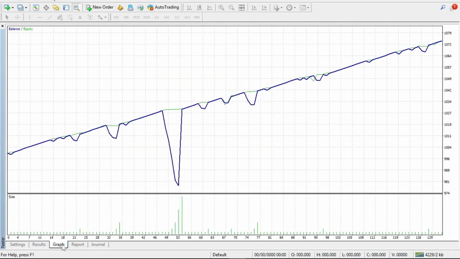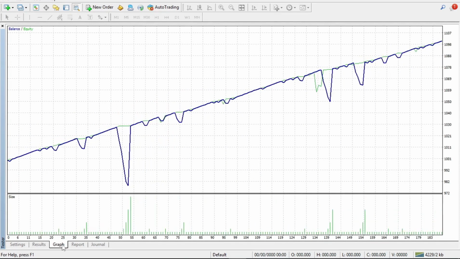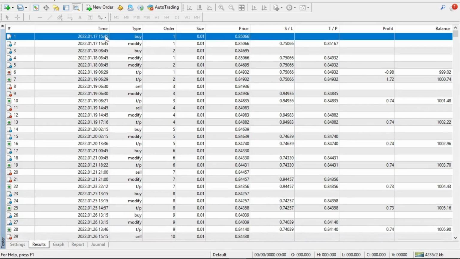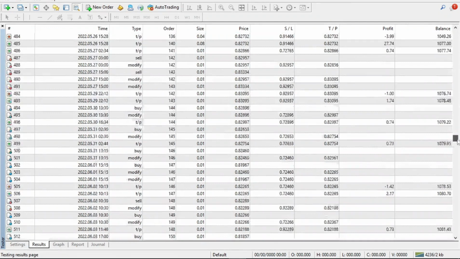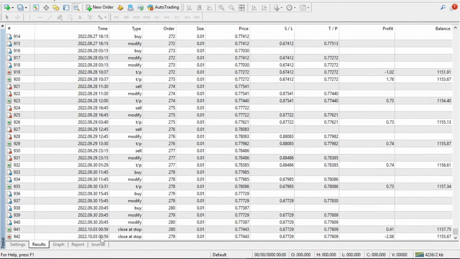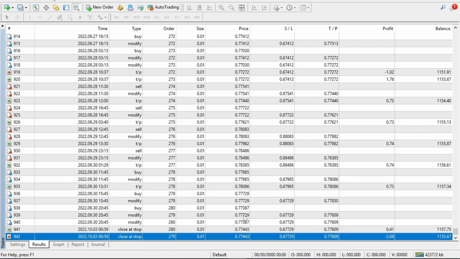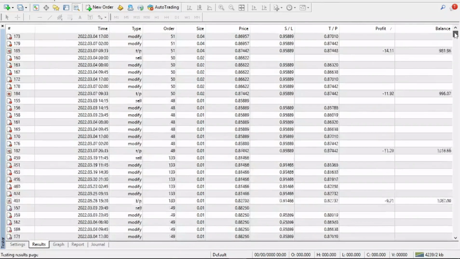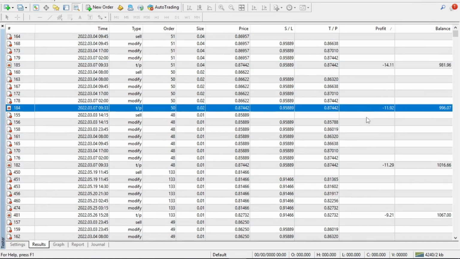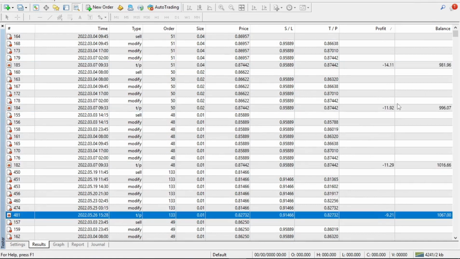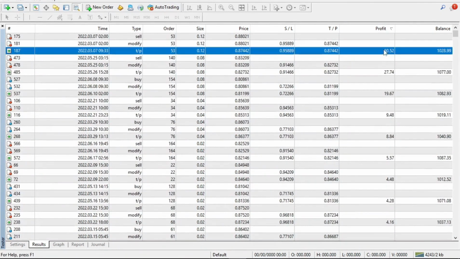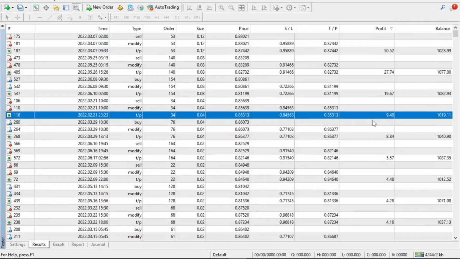Backtest starts from January 17, 2022 with an open position of 0.01 lots. And the backtest ended on October 3, 2022. During that period the biggest loss was in one transaction minus $14.11. And the biggest profit is $50.52.